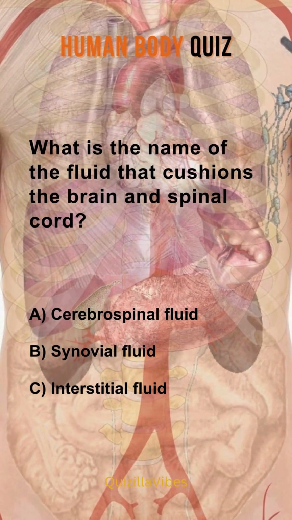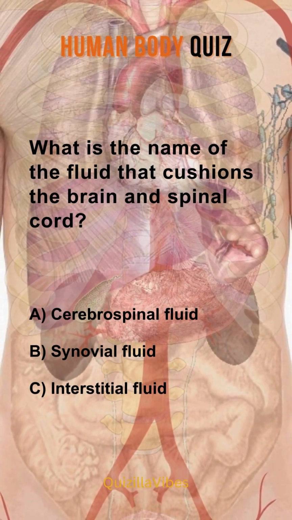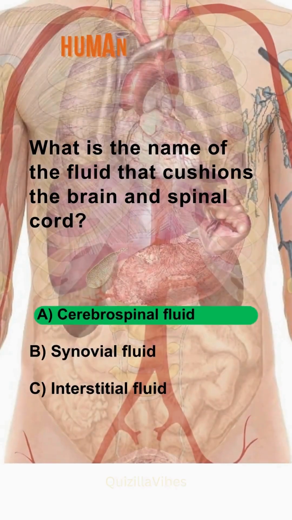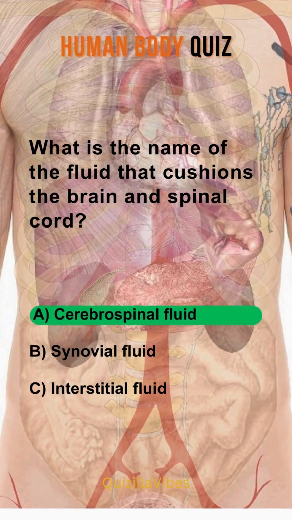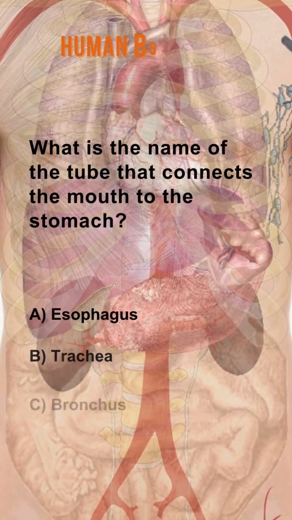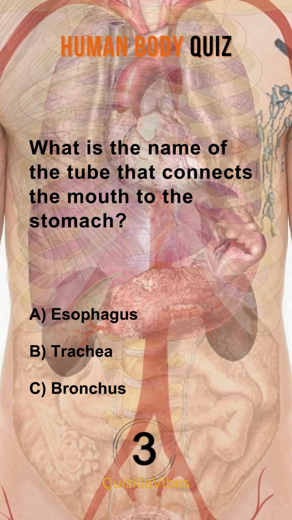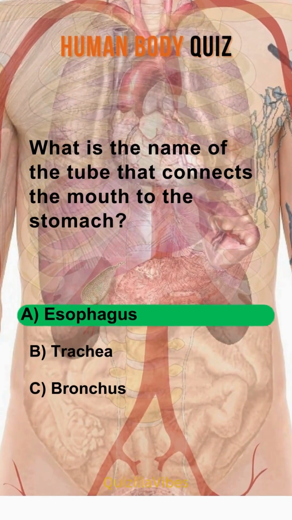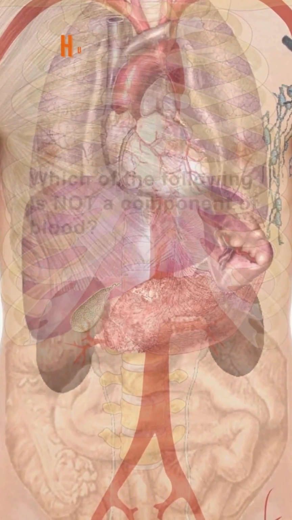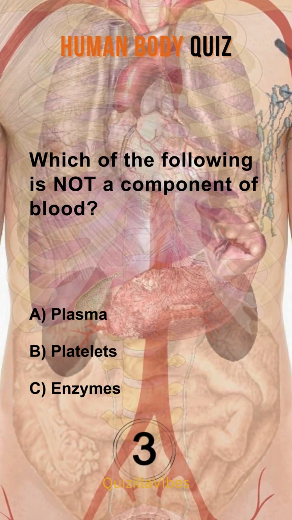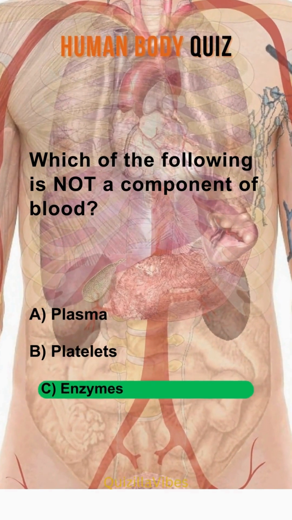What is the name of the fluid that cushions the brain and spinal cord? Cerebrospinal fluid. What is the name of the tube that connects the mouth to the stomach? Esophagus. Which of the following is not a component of blood? Enzymes.